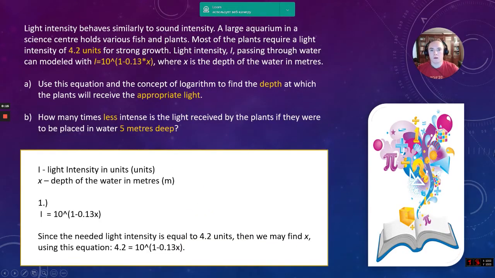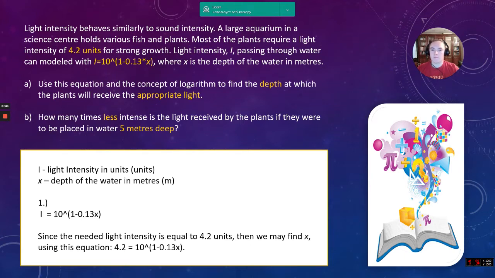We're going to have a word problem, and we're going to solve it using logarithms. That's a complicated word, sorry if I pronounce it not really right. Let's first of all read the question. Light intensity behaves similarly to sound intensity. A large aquarium in a science center holds various fish and plants. Most of the plants require a light intensity of 4.2 units for strong growth.